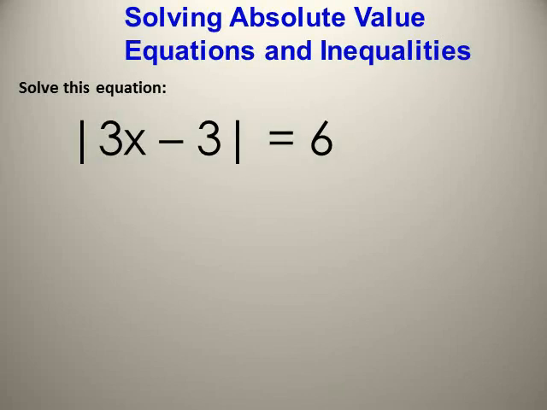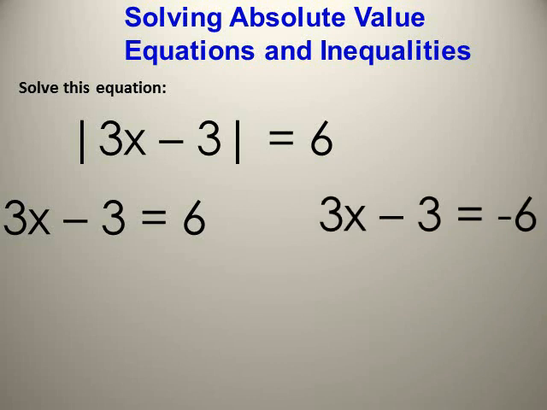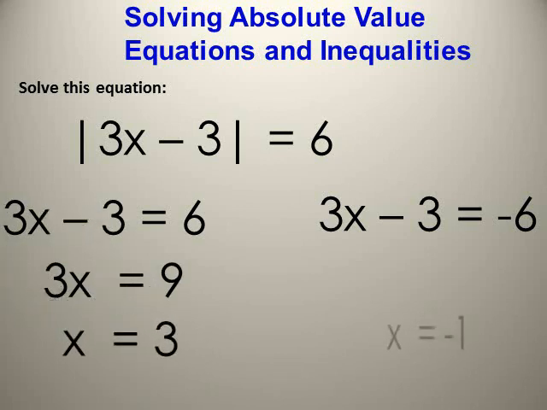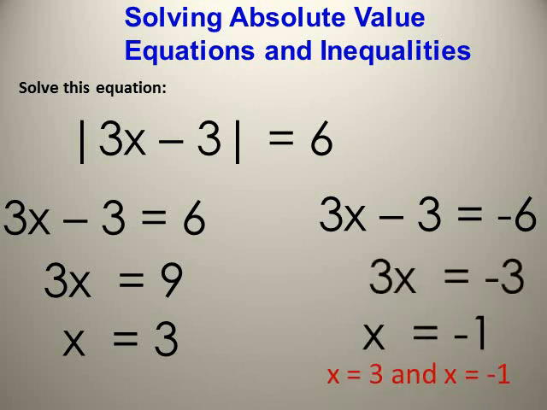Solve the equation: absolute 3x minus 3 equals 6. If the absolute value equals 6, that means inside the absolute value maybe 6 or negative 6. That means 3x minus 3 equals 6 or 3x minus 3 equals negative 6. We are going to solve the two equations. First one, 3x equals 9, finally x equals 3. Then 3x equals negative 6 plus 3, which is negative 3. Finally x equals negative 1.